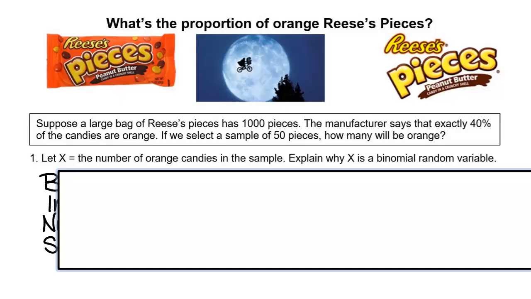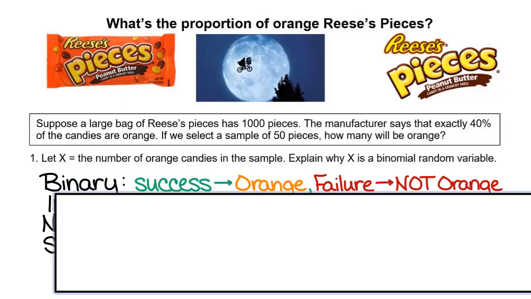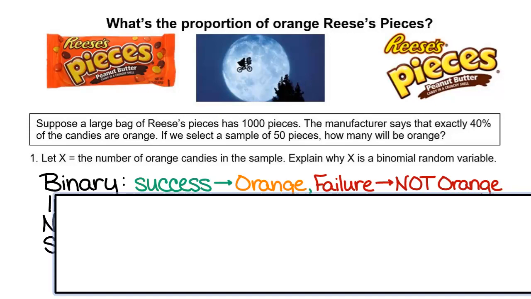So if it's binary, you should be able to tell me what is success and what is failure. Success is getting an orange candy. And failure would be not orange, or any other color. Okay. When we're checking BINS, what is the I part?